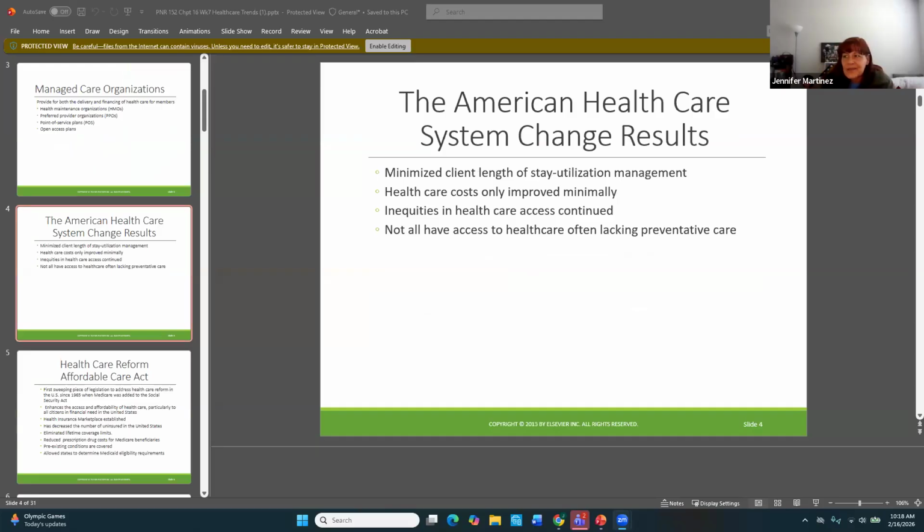So despite all the changes, we still know that there was a significant amount of healthcare costs. There's increased costs. There's also inequalities in healthcare access, right? Not everybody had access to healthcare, particularly the unemployed or uninsured. And generally speaking, the poor would have trouble accessing healthcare. So lots of things as a result.